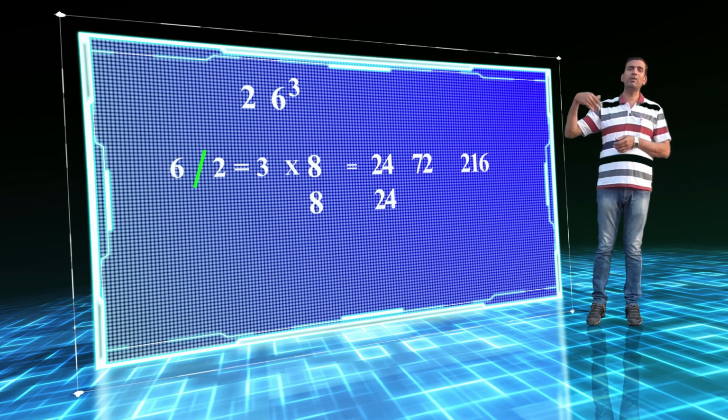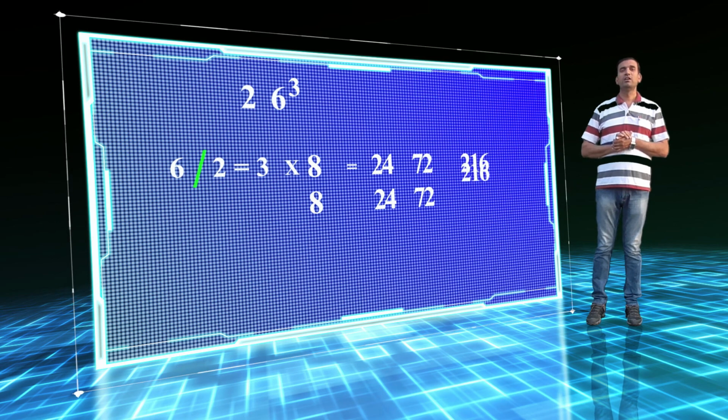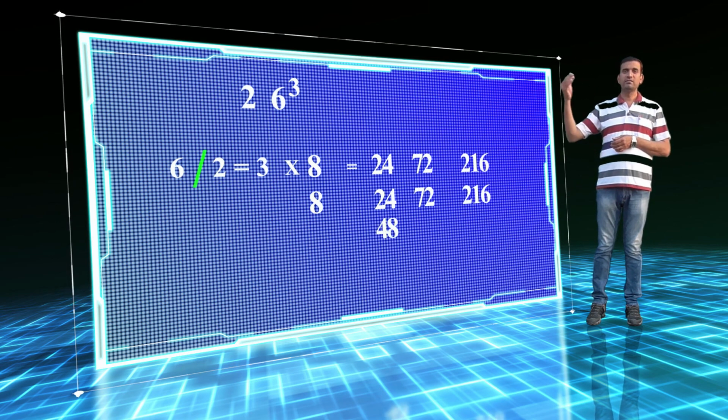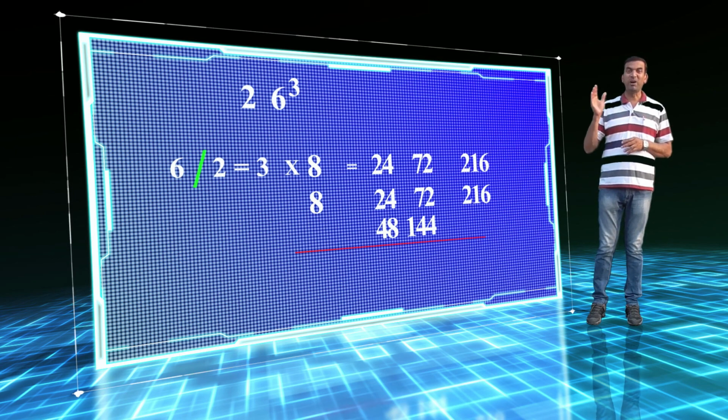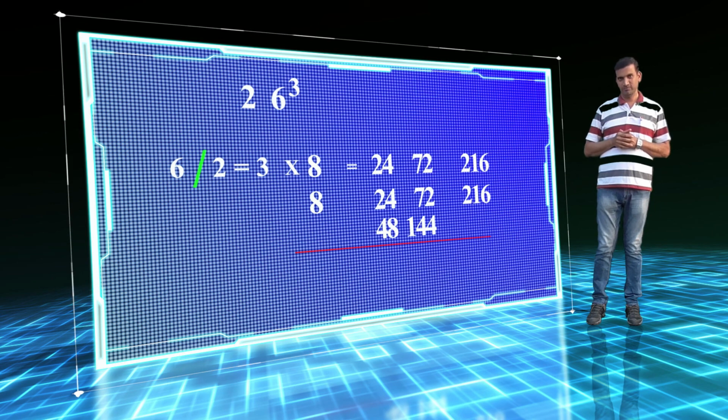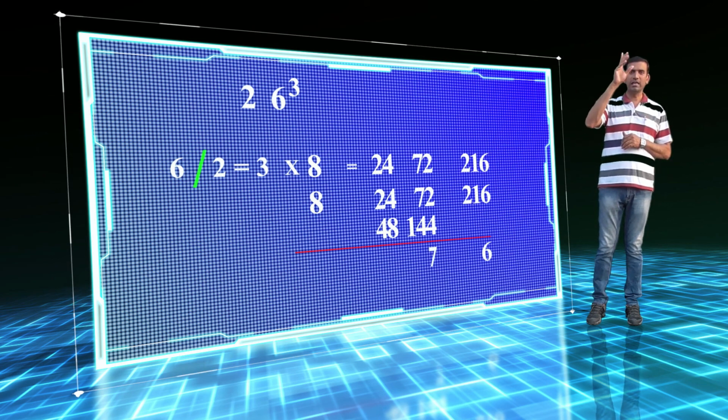Take double of that. 24 times 2, 48. 72 times 2, 144. Now add partly. The last part is 216. So write down 6, carry 21. Okay. Now add 21 plus 72 plus 144. The result is what? 237. Write down 7, carry 23.